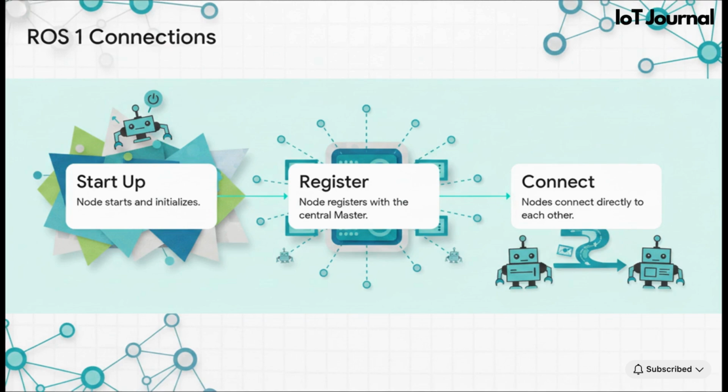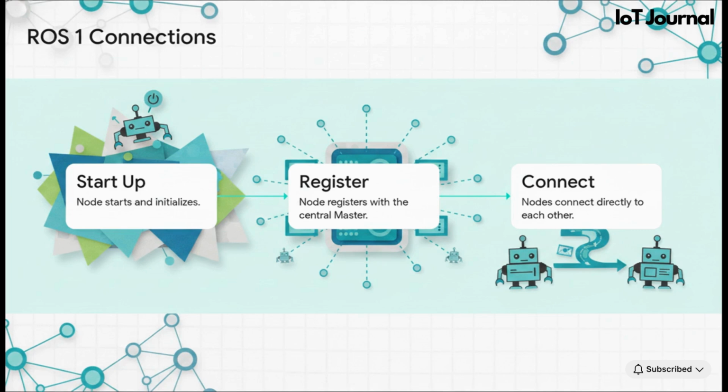But sticking to topics for just a second, let's say a camera node publishes a continuous stream of images to a topic, and an obstacle detection node subscribes to that same topic to receive those images. But here's the catch. They can't just blindly shout into the void. They have to find each other first. So the process looks like this. Step 1, a node starts up.